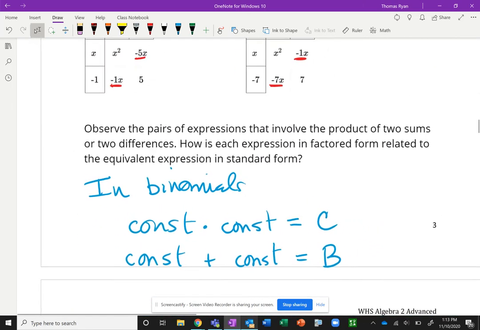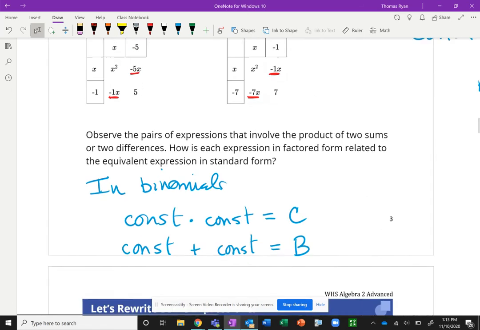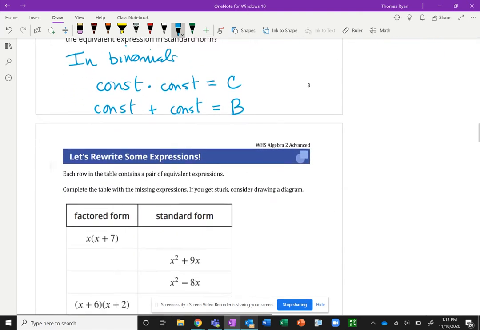And then your b term is a result of those same constant values. It's just they're getting added up because you're adding up the total area in these boxes. -5 and -1 makes -6. -1 and -7 makes -8. Okay, so that's what we're going to build on here.